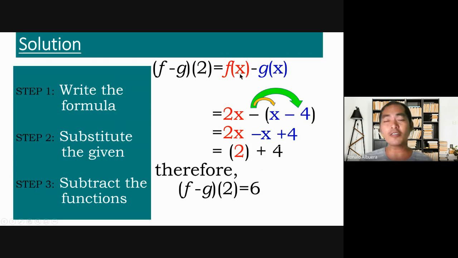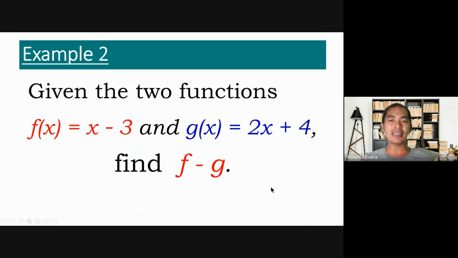Or kung gusto nyo, palitan nyo na lahat ng x by 2. So 2 times 2 is 4. Itong x magiging 2. 2 minus 4, or magiging negative 2 plus 4. So 4 minus 2 is 2 plus 4 is 6. You will get the same answer.